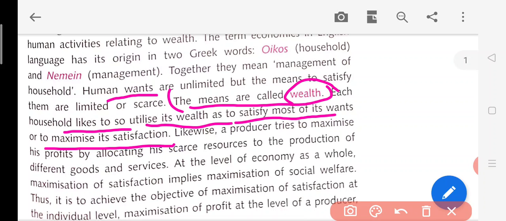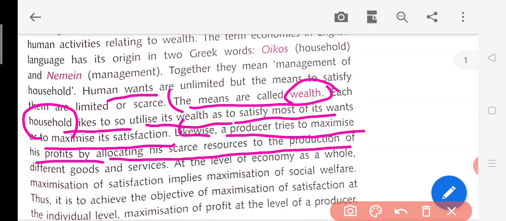So what the household will do is try to maximize their level of satisfaction. They are going to purchase goods by spending the money which they have. That is how they are going to maximize their level of satisfaction. Here they are talking about households. Similarly, a producer tries to maximize his profit by allocating his scarce resources to the production of different goods and services. Here in this line, they are pointing towards the producer.